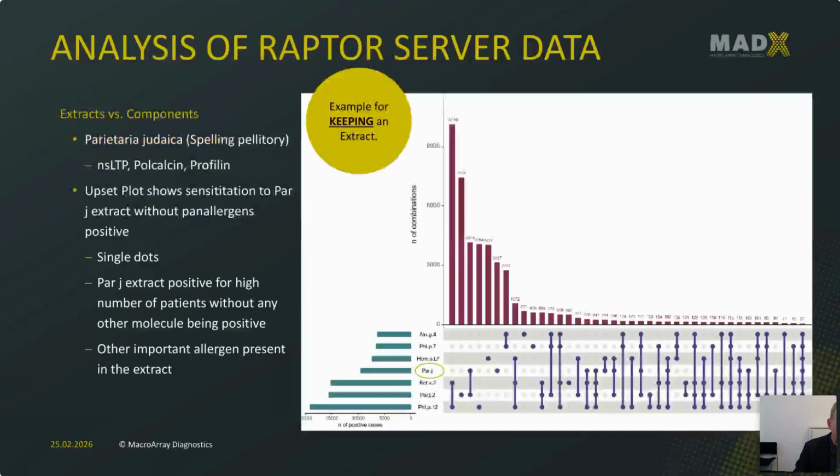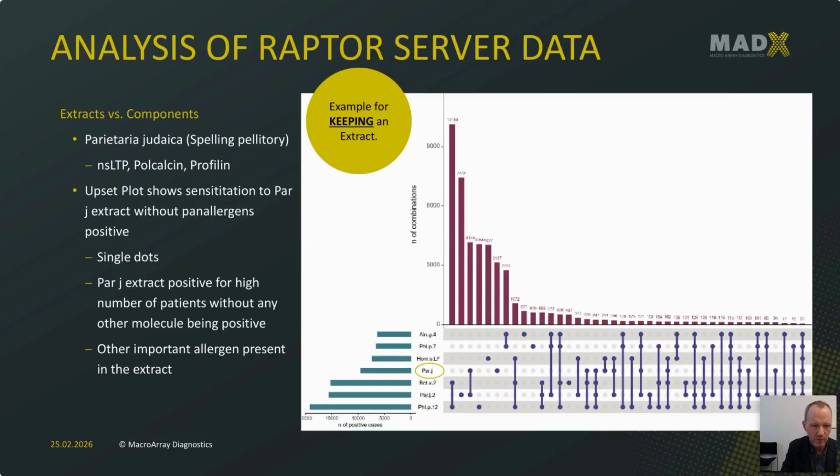A very good example for this would be spelt pellitory. This is an allergen source that is known to contain molecular allergens from various protein families, so nsLTPs, polcalcins, as well as profilins. And on the right here, we have an UpSet plot. Just briefly, for those who are not familiar with it, the green bars on the left-hand side indicate the number of people that are positive for each individual allergen, whereas the pink bars on the top represent the number of patients that test positive for different allergen combinations. And the combinations of the allergens are illustrated with these interconnected dots.